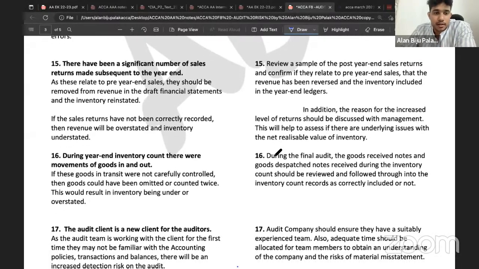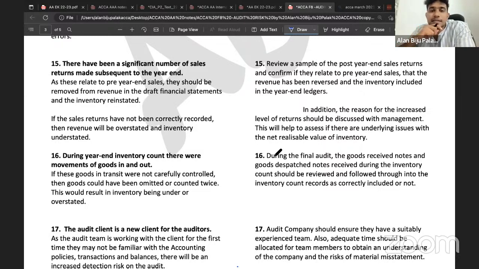Then it may be mentioned that the company might have received significant amount of return after the year end. So if the company have received sales return after the year end, well, we know that it might be relating to the previous year sale.